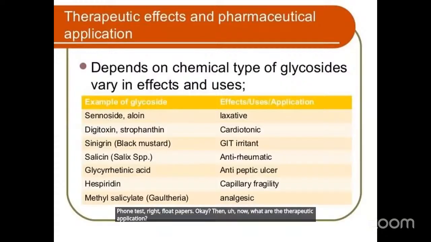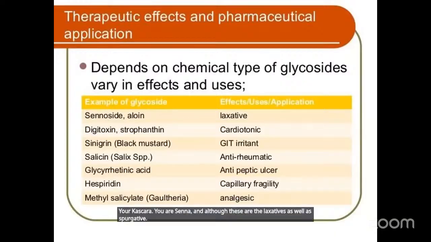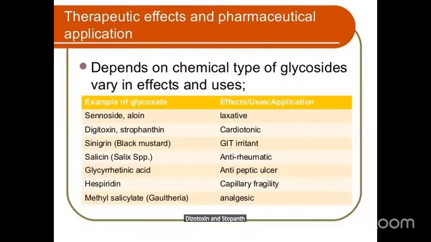Now, what are the therapeutic applications? Sennosides, sennoside A, sennoside B, and aloin, mainly from your cascara, your senna and aloe. These are laxative as well as purgative. Digitoxin and strophanthin, strophanthidin, these are the cardiotonic, right?